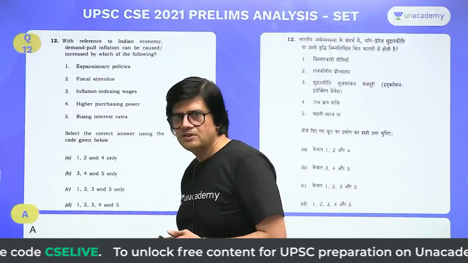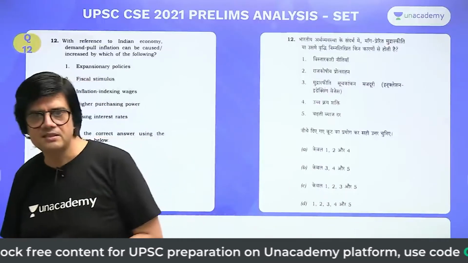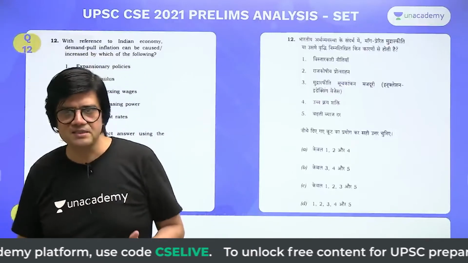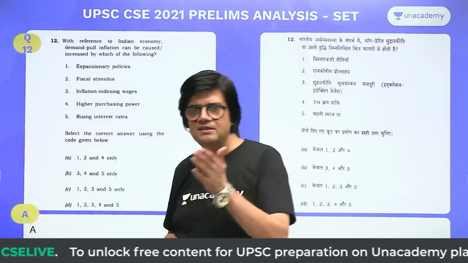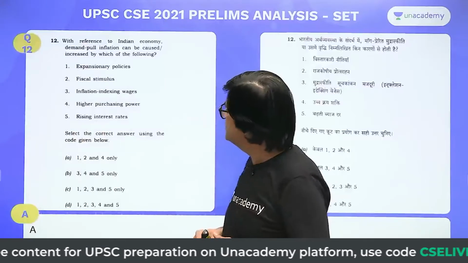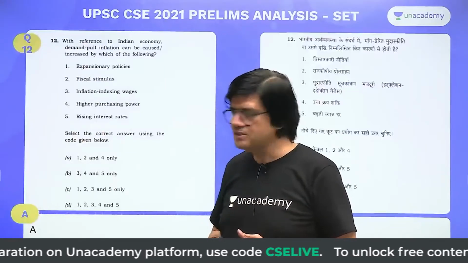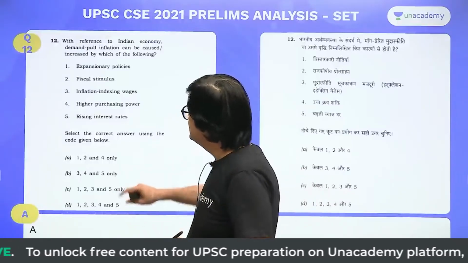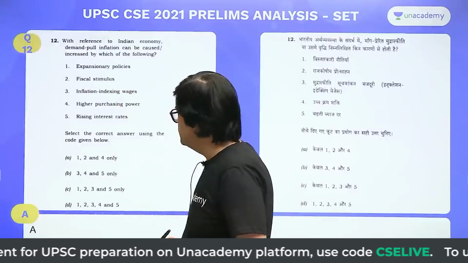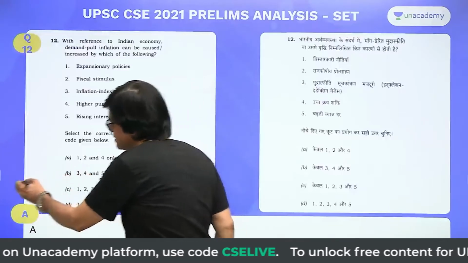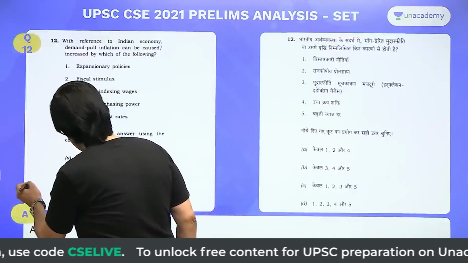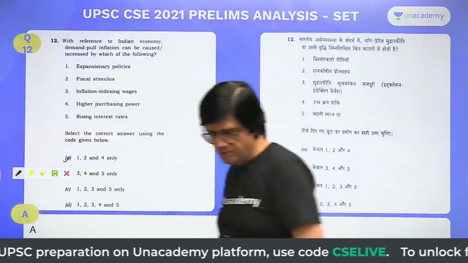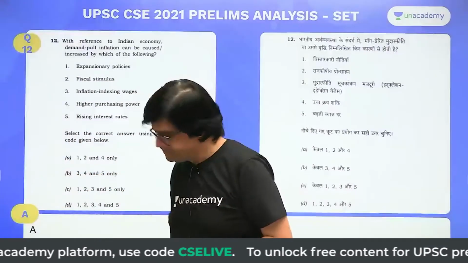Rising interest rate will not do that, because if the interest rates are rising, then people tend to deposit more money with the banks, right, and that will in turn reduce the money supply. So that will not result in demand pull inflation. So demand pull inflation therefore necessarily would mean that here 1, 2 and 4, that would be the correct option. So here, as I can mark here, 1, 2 and 4 would be the right choice.